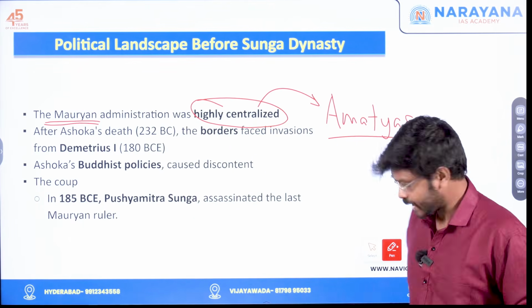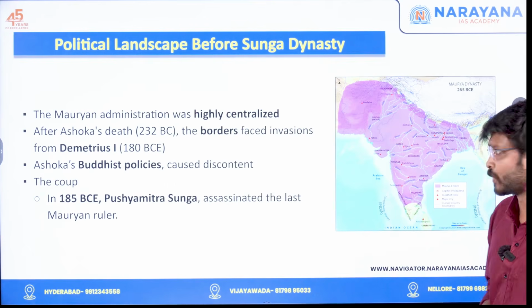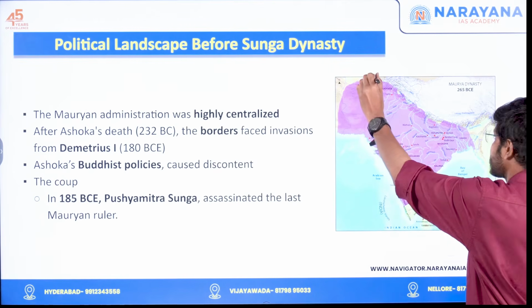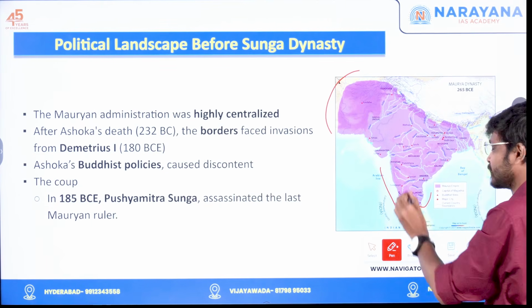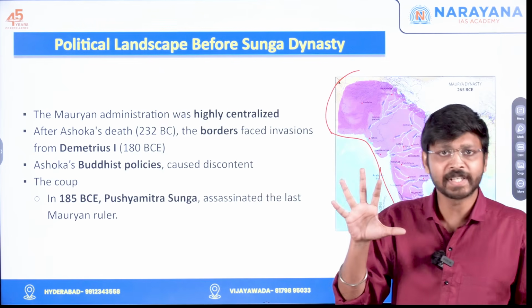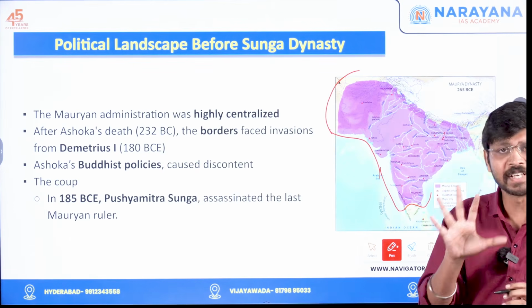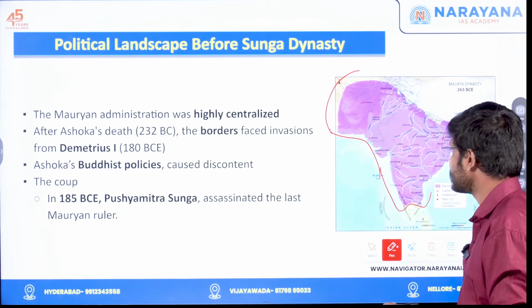You can see the expanse of Mauryan Empire from this map. It extended from present day Afghanistan region almost to the southern part of India. To manage this kind of an empire with the power concentrated in the king alone would be very difficult. That is where Mauryan Empire failed.